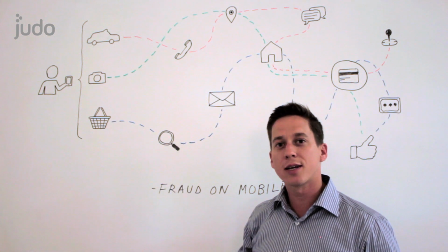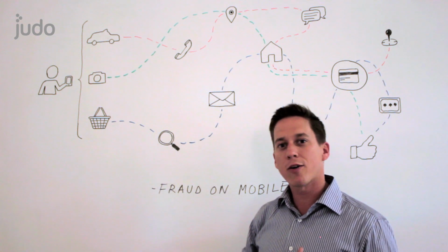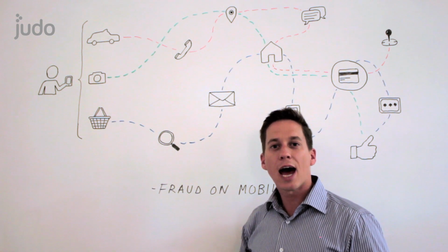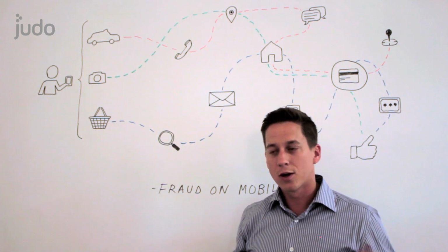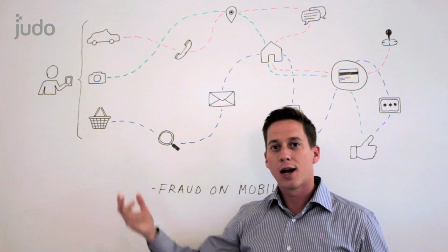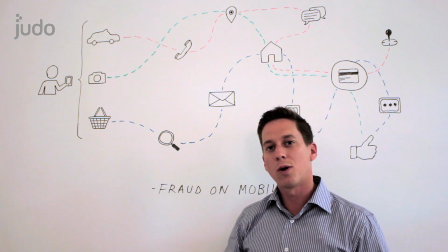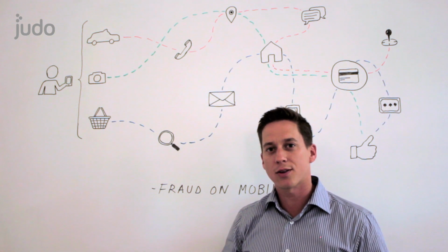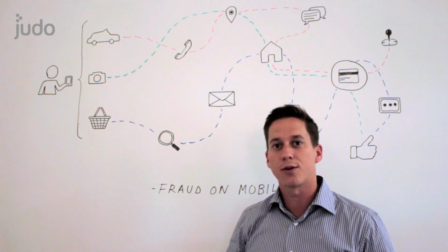But the key is thinking about what that customer journey looks like. Where am I already getting information? And how can I use that information to ensure that I'm dealing with a real person who's using a real card and that person is allowed to use that card? Once you tie those three pieces of information together, you're going to eliminate or get very close to eliminating fraud on your mobile app.